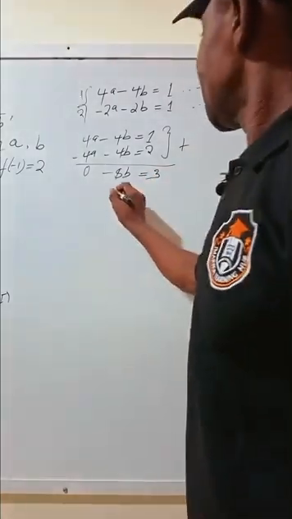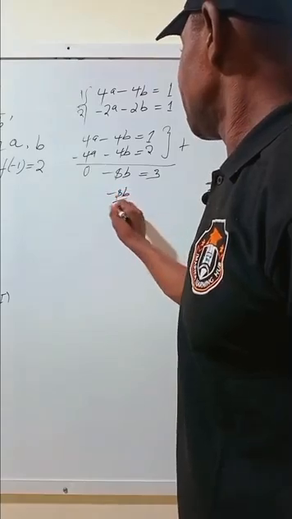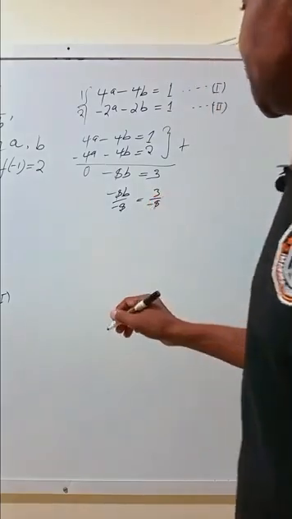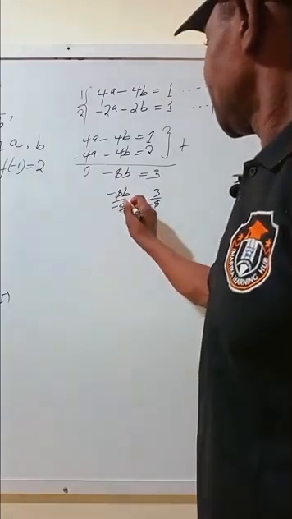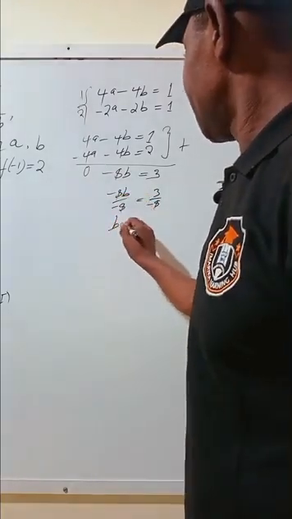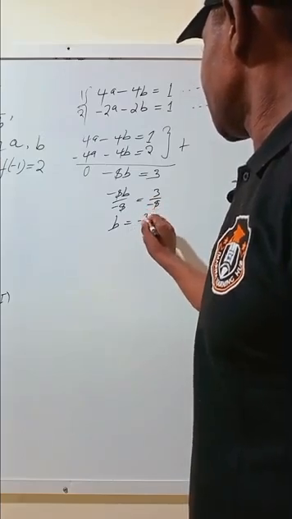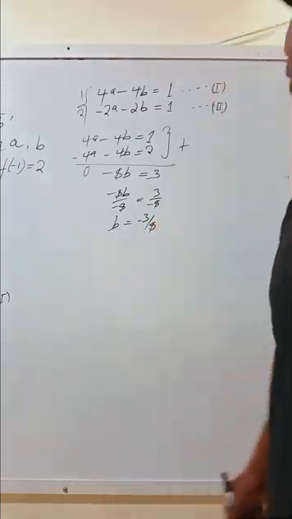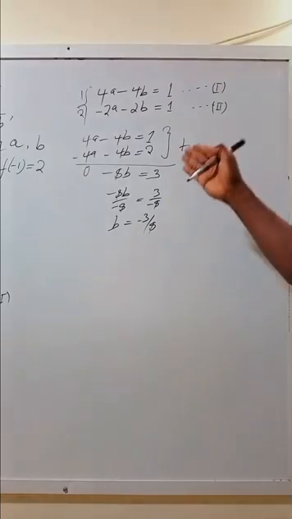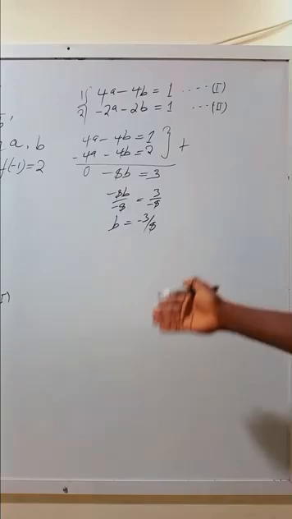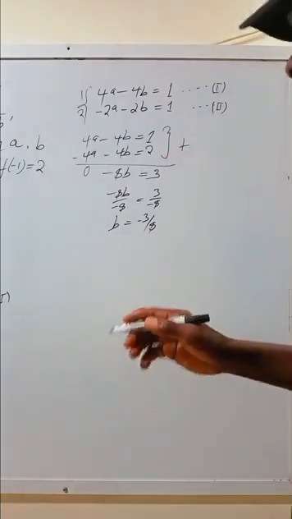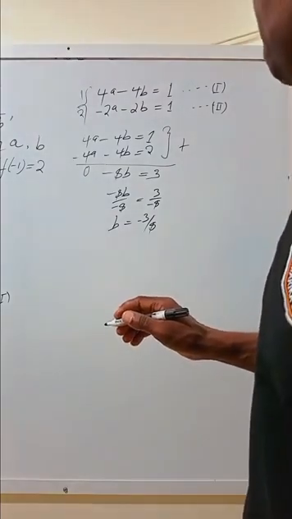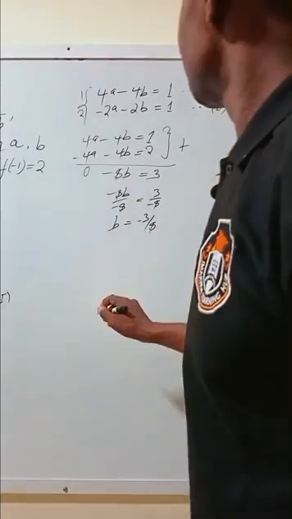So what is next? Here we have negative 8b. Let's divide by negative 8, and on the right-hand side, let's also divide by negative 8. So we have our b equal to negative 3 over 8. Once you obtain the value of b, you can substitute in one of the equations. Always choose the easiest equation you can substitute. To me, I would go for equation number 2.